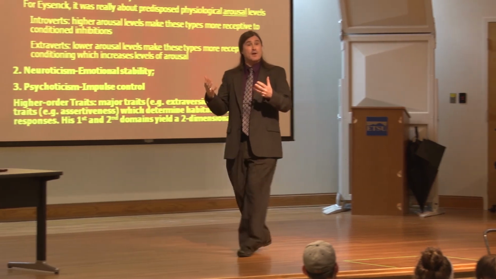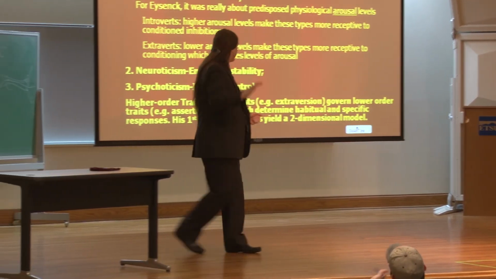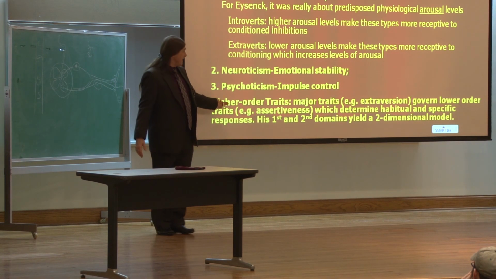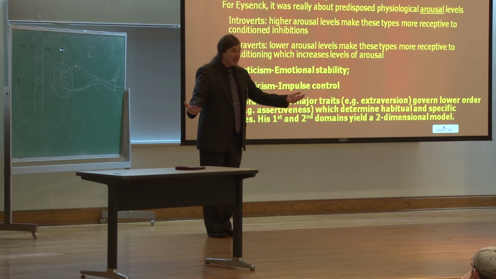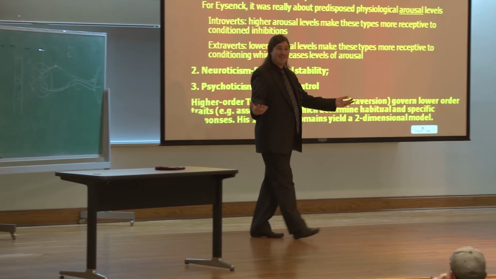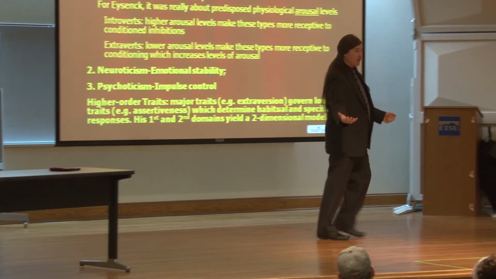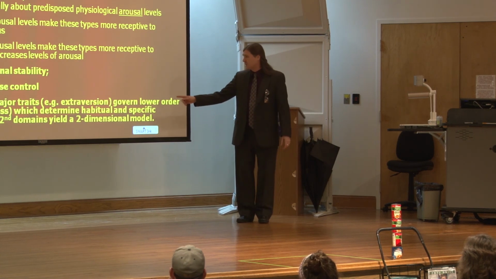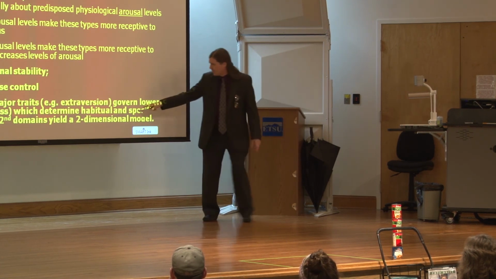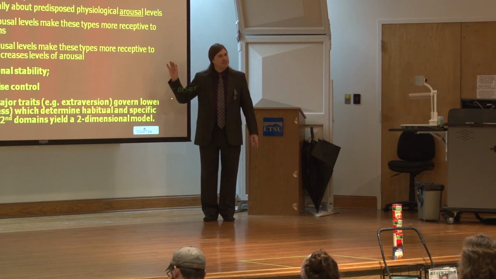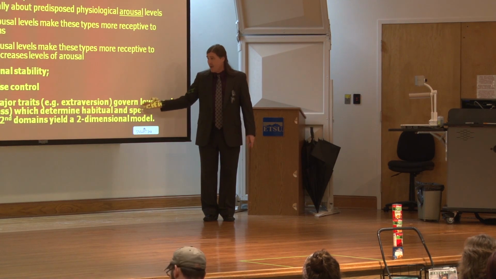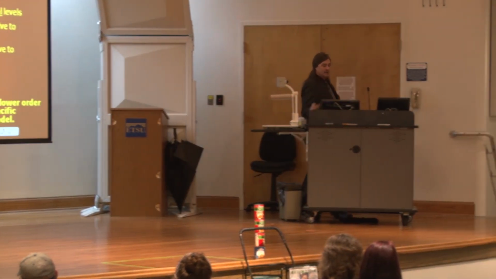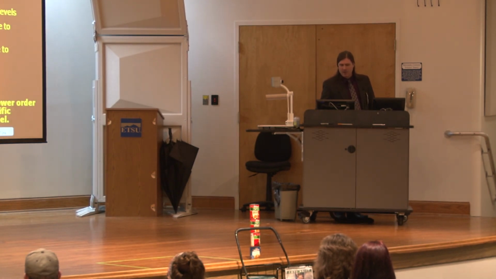If you have somebody who's extroverted, it gives rise to these secondary or suborder traits, lower order traits, like assertiveness. Right? So out of extroversion, you could get assertiveness or aggressiveness. They're not the same thing. And not everybody who's extroverted would be aggressive, and extroversion does not guarantee assertiveness in every situation. And so he looks at these first two domains as really explaining habit, which is to say our stable aspects of personality, and specific responses, which is how we as people deal with situations. So higher order govern lower order traits.